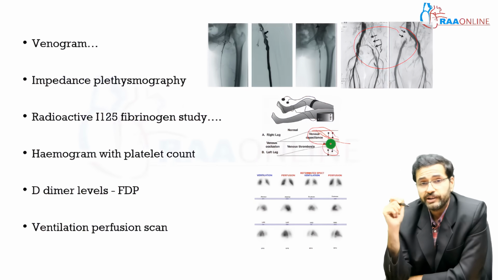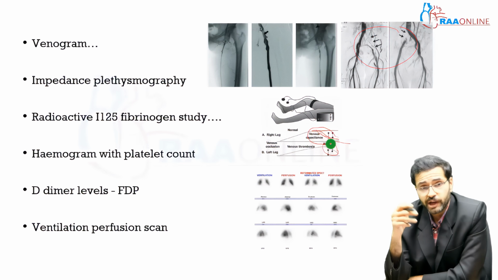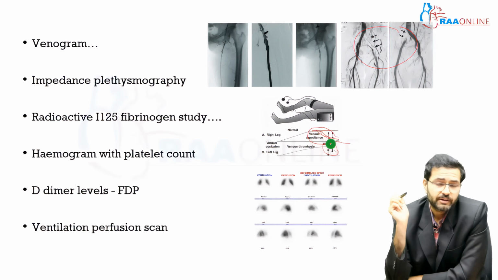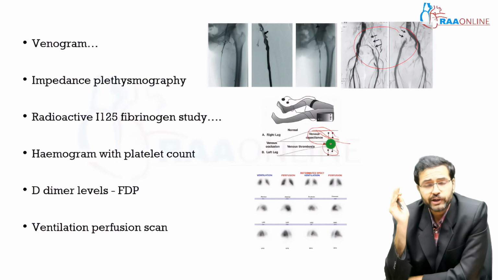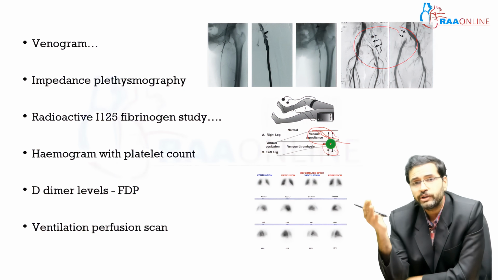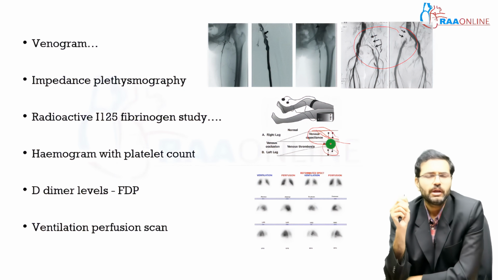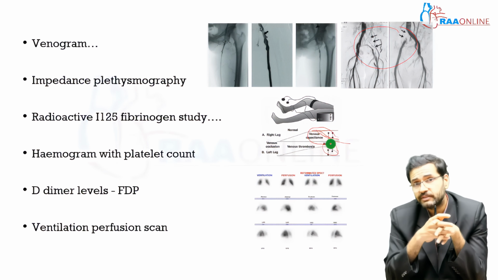Other modalities which can be used to diagnose deep vein thrombosis are venograms, impedance plethysmography, radioactive iodine-125 fibrinogen study, etc. So what is a venogram? A venogram is generally an anatomical mapping of the veins. Of the lower limb, it can be done in an invasive manner or in a non-invasive manner. An invasive venogram can be an ascending venogram or a descending venogram.